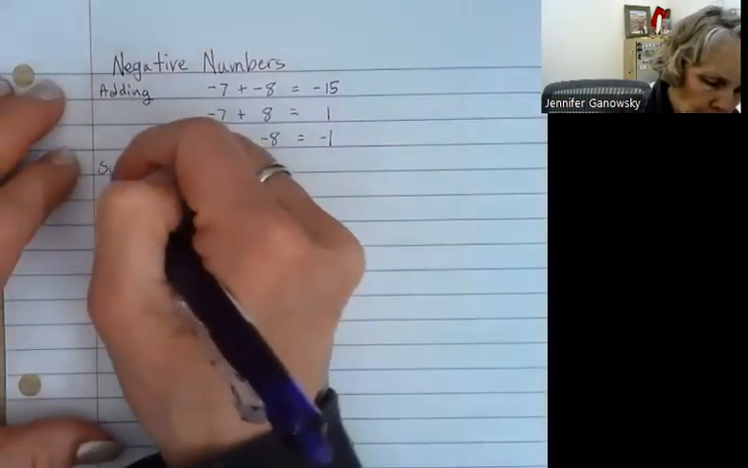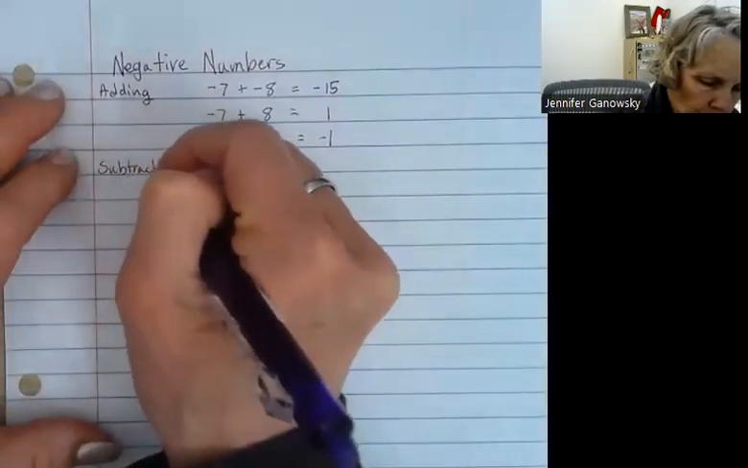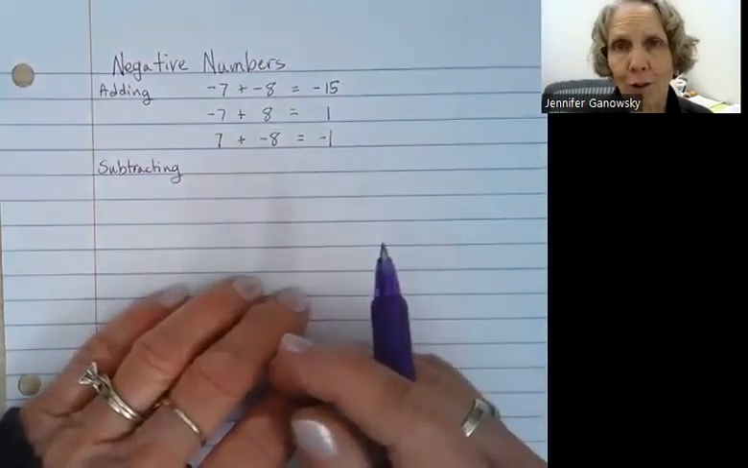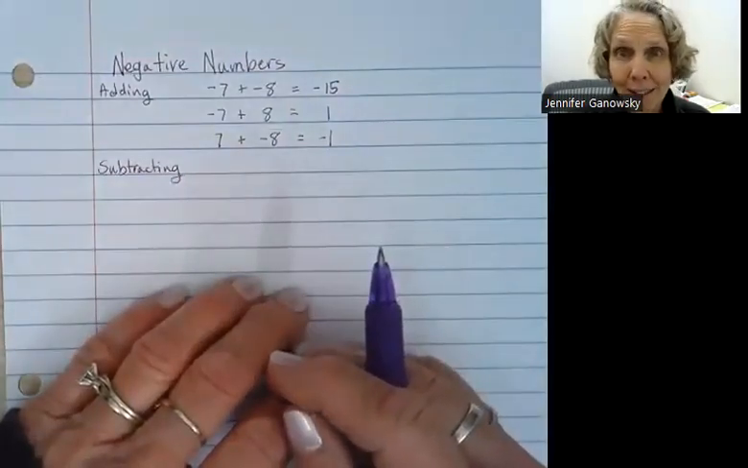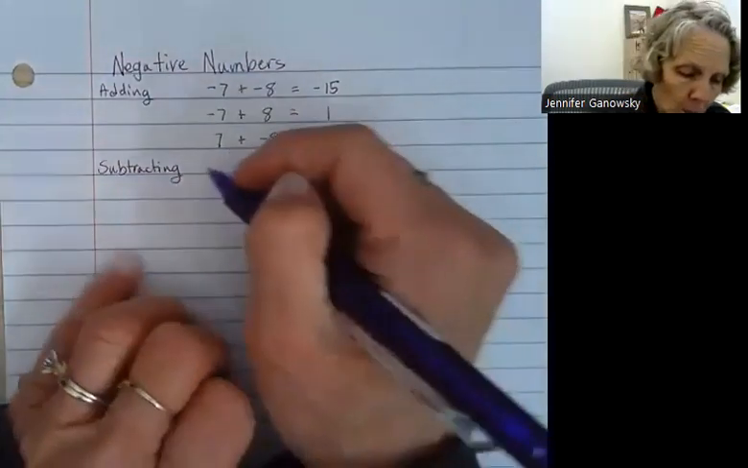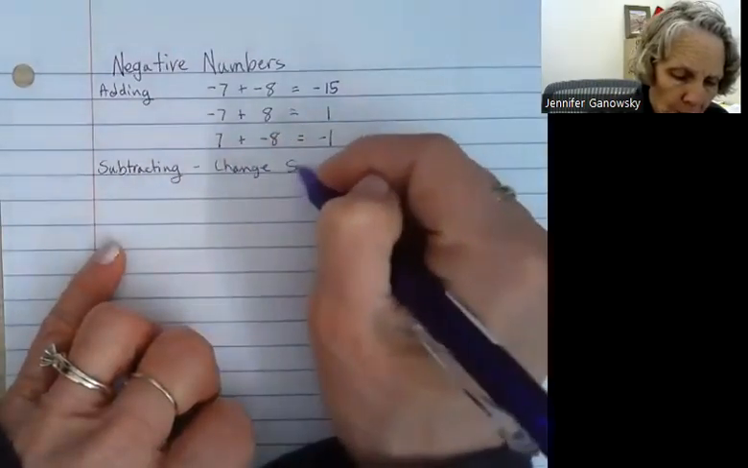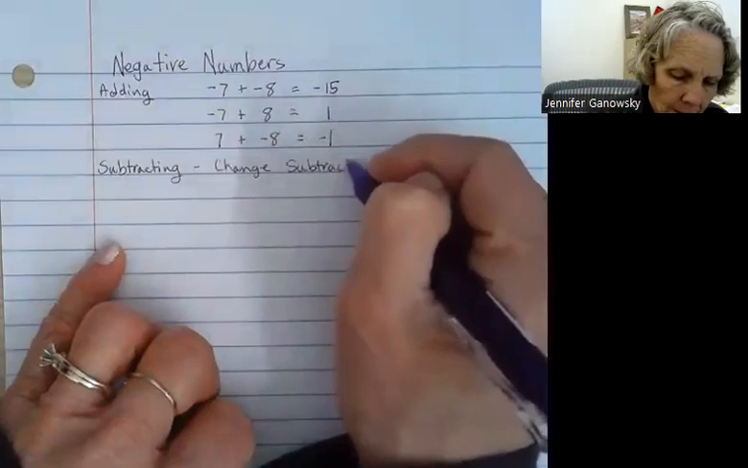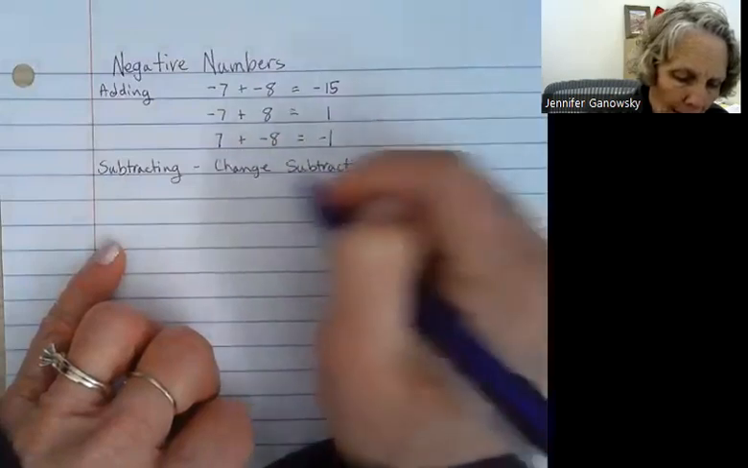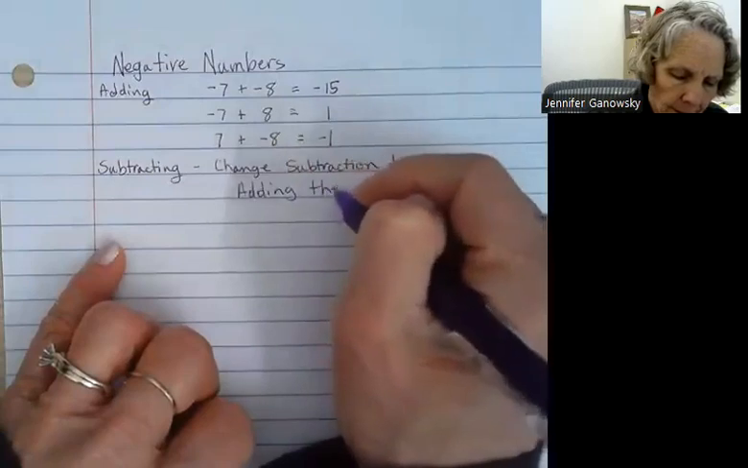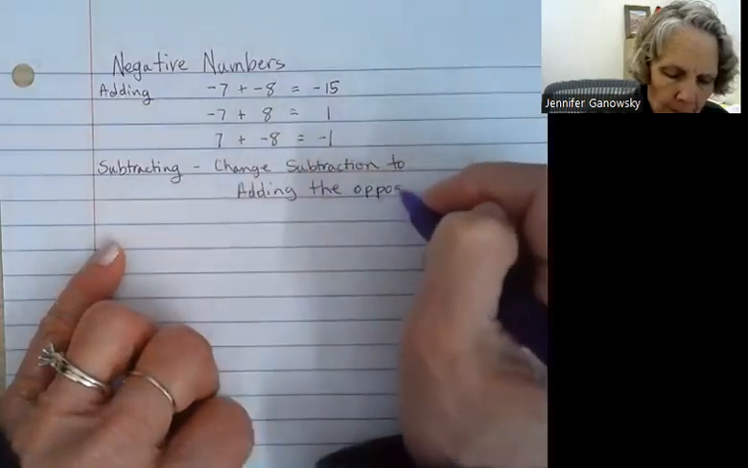Where the problem comes in is when we go to subtracting negative numbers. Okay. And if you'll remember one rule, it will make your life so much easier. If you just always change subtraction to adding the opposite.